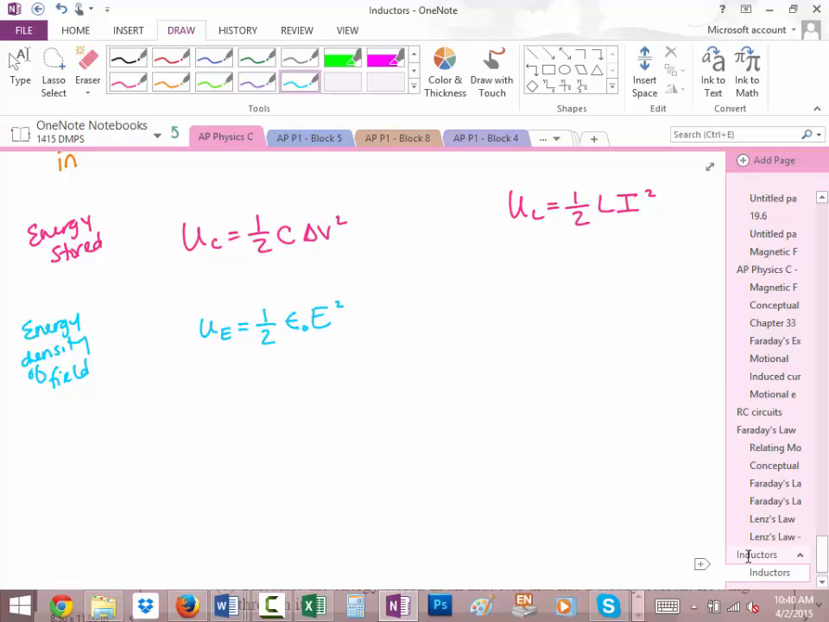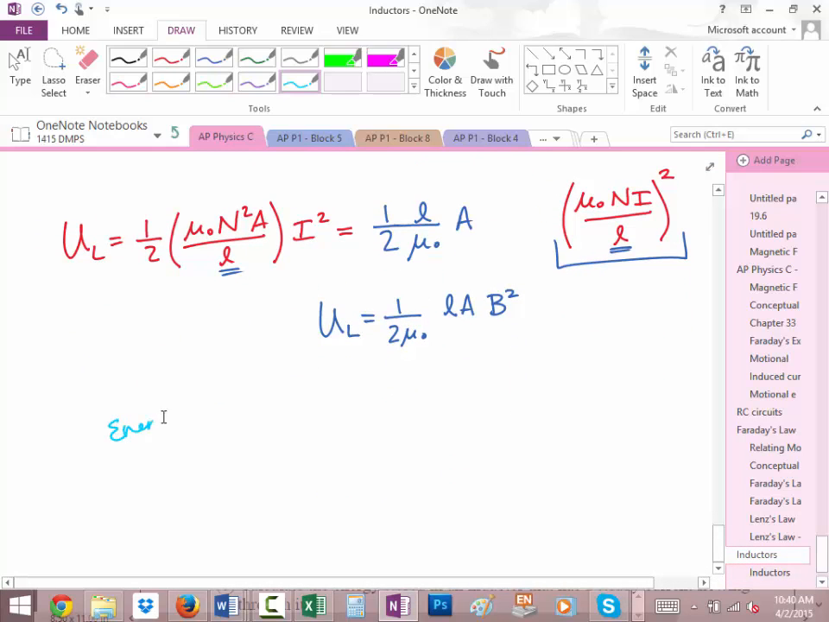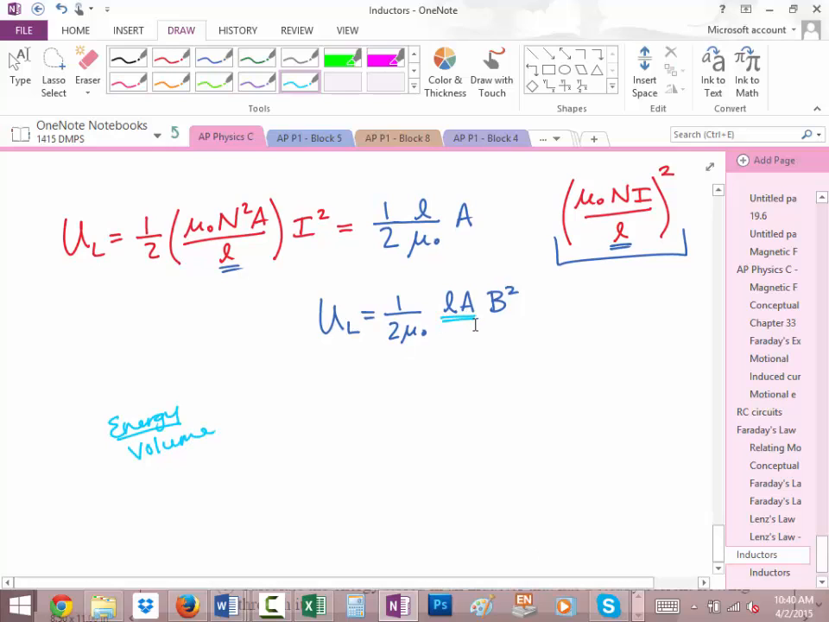Energy density is defined as potential energy per volume. Energy per volume. What is L times A? Volume. So the energy density of a magnetic field is 1 over 2 mu naught B squared. Density times volume equals energy. Is that okay?